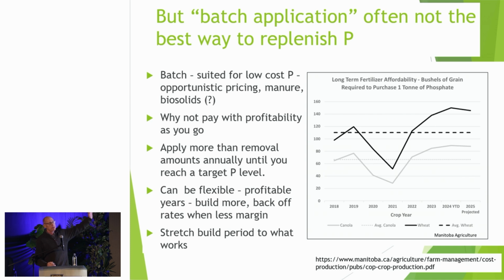But I'm not recommending these batch applications, because they may only fit certain situations. It may be suited for low-cost phosphorus, if you've got access to manure or biosolids. But the other approach is, why not pay as you go with profitability, or be opportunistic and just apply annually a bit more to help you reach a target phosphorus level. That way, it could be flexible. In profitable years, you build more and back off when there's tighter margins, and stretch your period of building to what works. Don't need to do it all in 1 year.